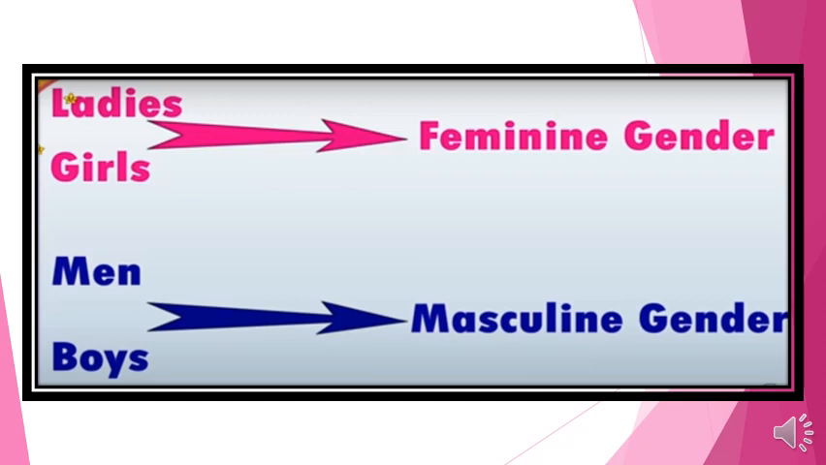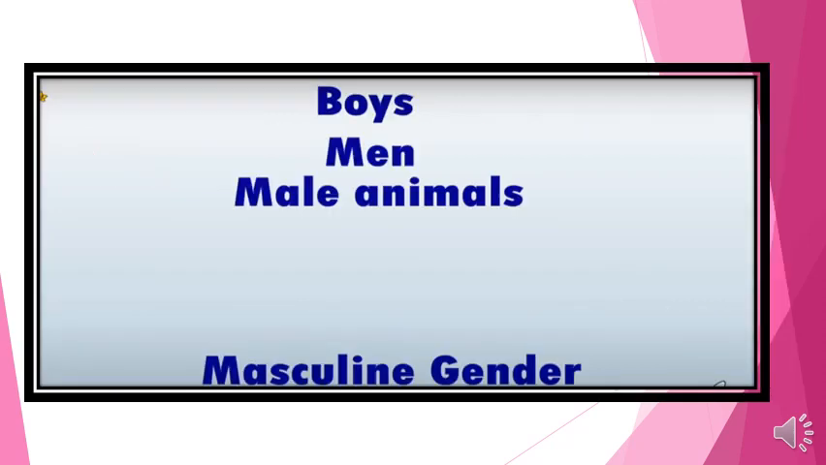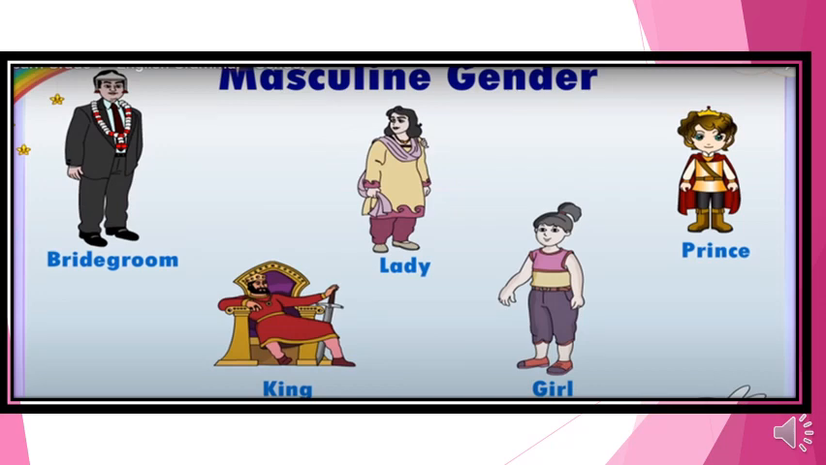Now have a look at this. Ladies and girls refer to feminine gender, whereas men and boys refer to masculine gender. Boys, men, male animals are masculine gender. Now look at these people. You are going to identify only the masculine genders by circling it. Let's read with me. Bridegroom, lady, prince, girl, and king.